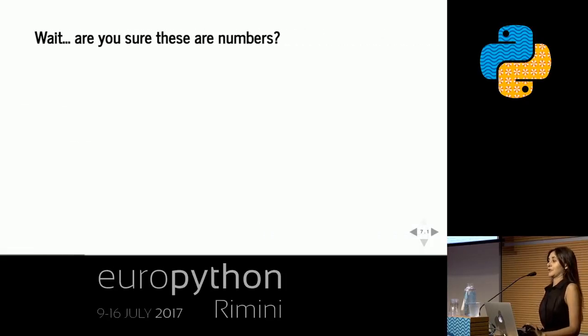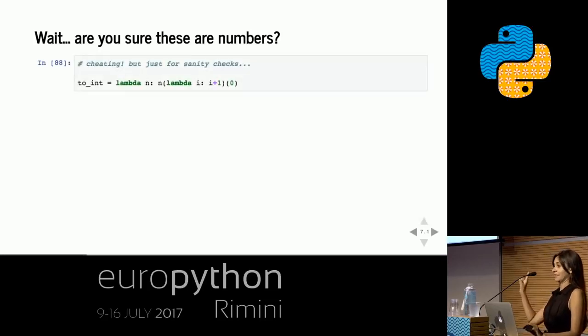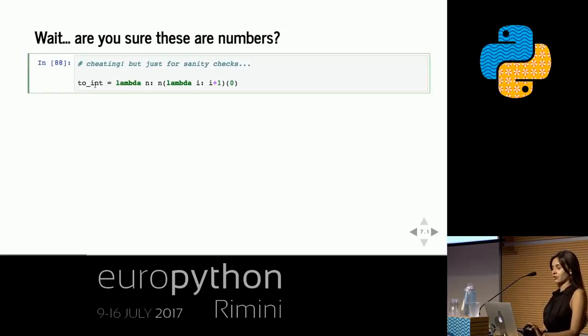Now, so far I've been asking you to just trust me, but you probably want some kind of proof. So we're going to cheat just to do some sanity checks here. We're going to make an int converter that takes a lambda number and converts it to a Python int. We take the number n, and pass it a function that adds 1 to some integer i, and we start it off with the integer 0. So 0 should call this function 0 times, which gives us 0. And 1 should call it once, which adds 1 to 0, which is 1, and so on and so forth. You with me?